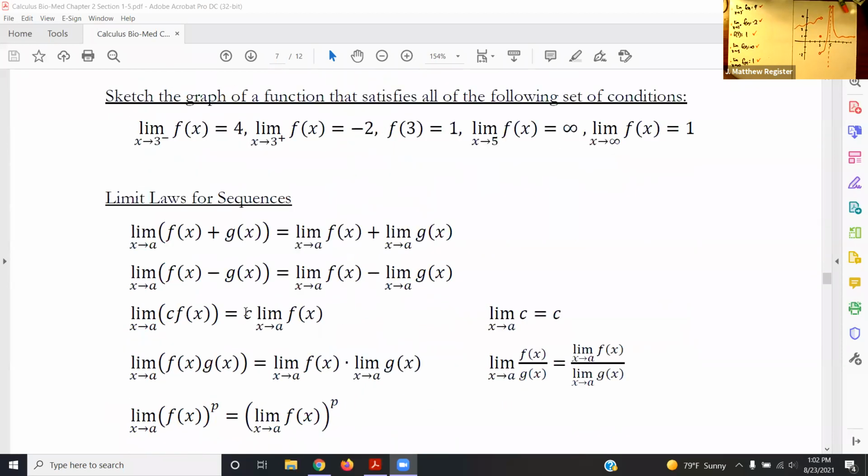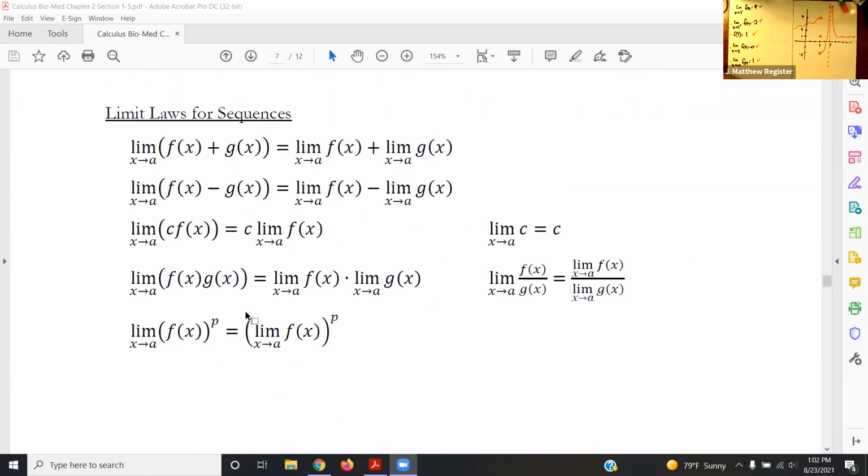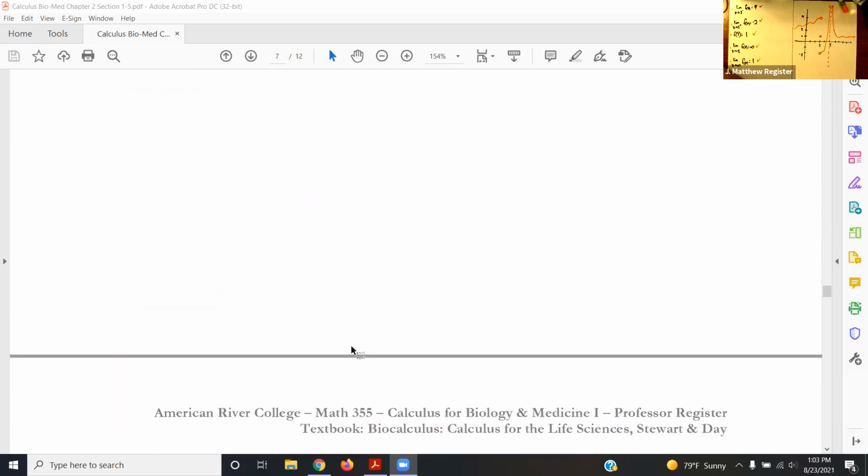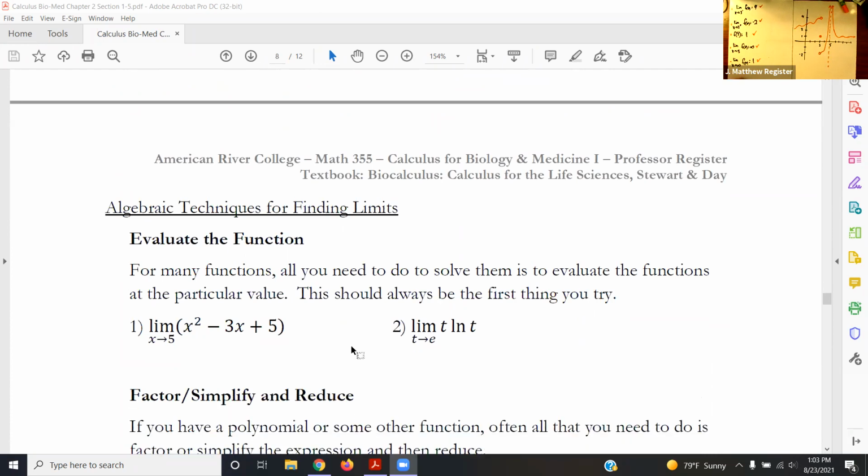Next up, we have some limit laws. These limit laws are very similar to the limit laws we saw before, because sequences and functions really work very similarly. Most of the time, we ignore the sequences and just focus on the functions, because functions are a little bit easier to understand. The next section is really discussing some of these techniques which we've already seen and discussed. And so we'll do some of these, but we won't do all of them.